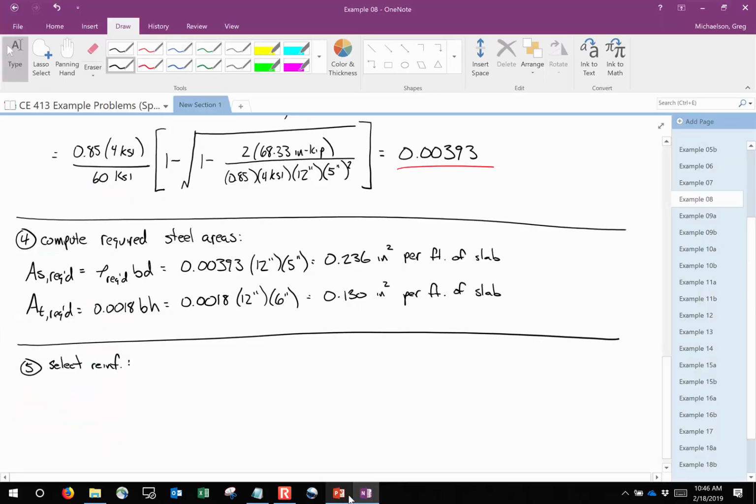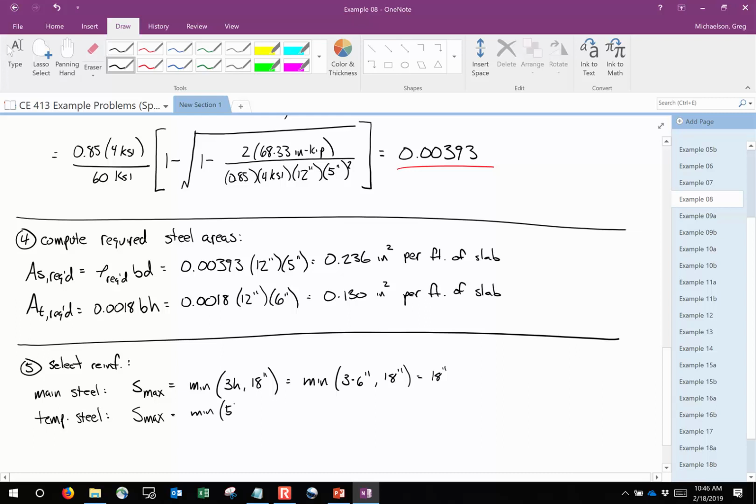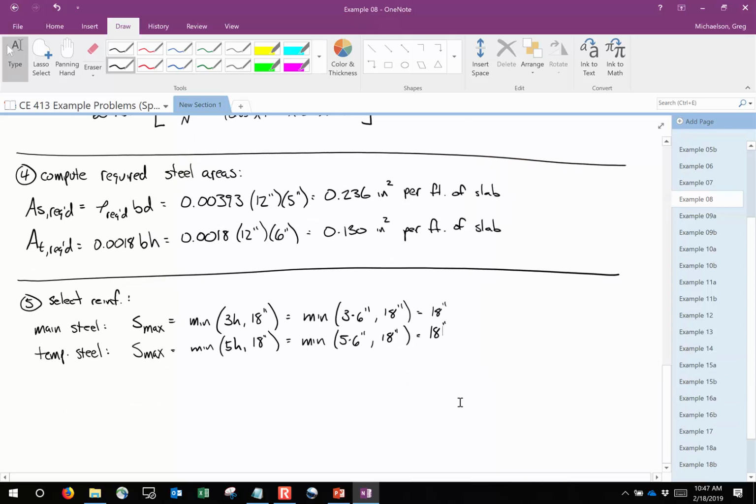So for main steel, S max is the minimum of 3h and 18 inches. So that's the minimum of 3 times 6 inches or 18 inches. And so what's the minimum? It's the same, right? It's 18 inches. And so S max for the temperature steel is the minimum of 5h and 18 inches. But 5 times 6 is 30, so that's going to be 18 inches as well. Sound good?